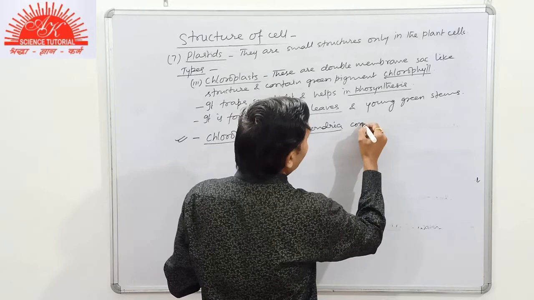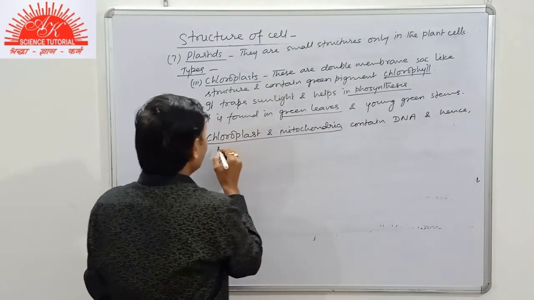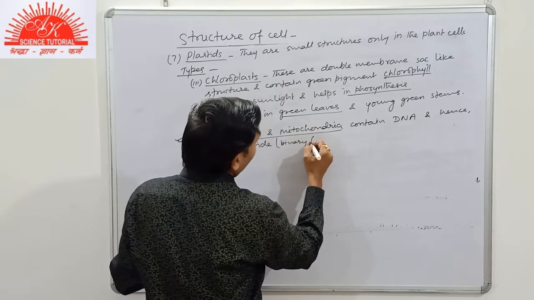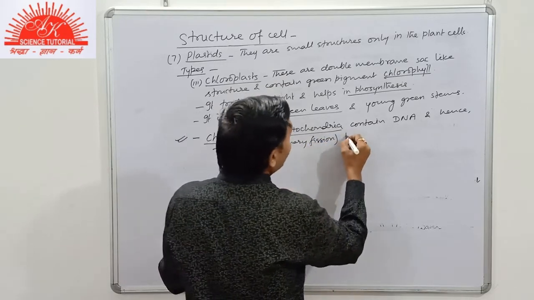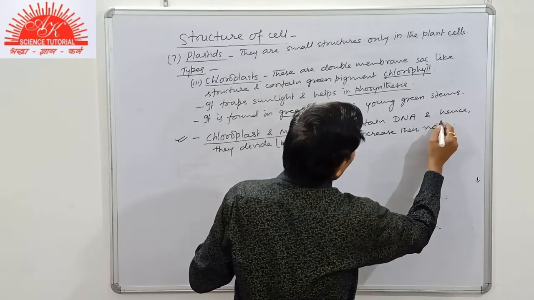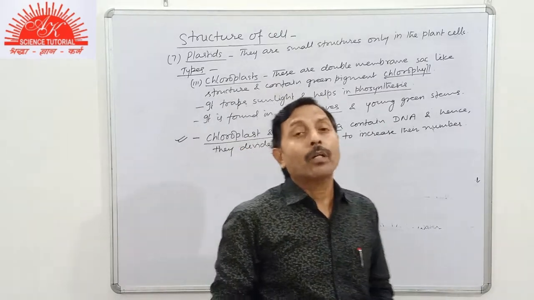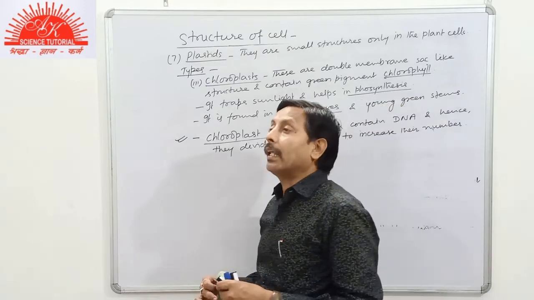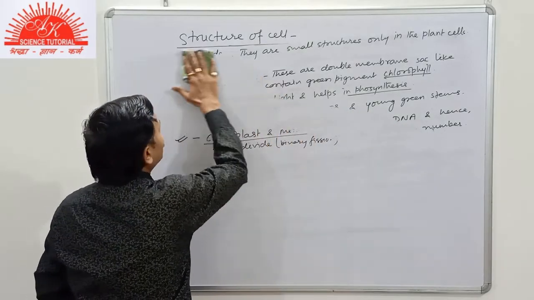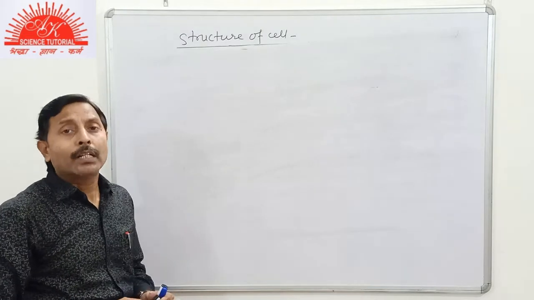Just at that place we have not written because they have to be discussed together. Chloroplast and mitochondria contain DNA and hence they divide, like binary fission, to increase their number. So this is one of the important points related to chloroplast, because sometimes the question is asked that name the cell organelle which contains its own DNA, or name the cytoplasmic structure that contains DNA.